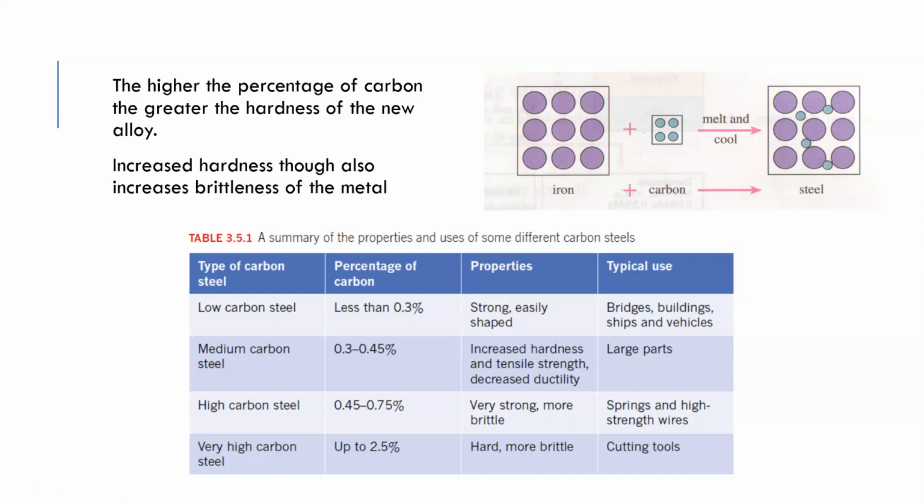The higher the percentage of carbon, the greater the hardness we have and the less malleability we have in the steel, because all the gaps are filled. Things don't have much space to move and they lock in place. That increased hardness, though, does increase the brittleness of the substance.